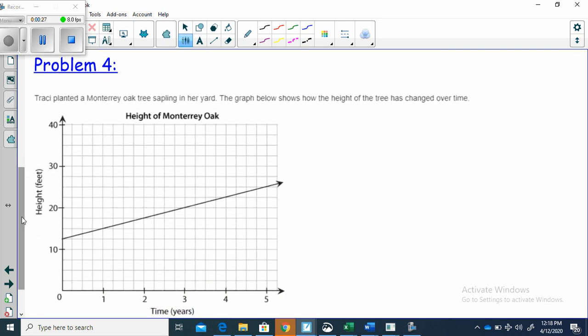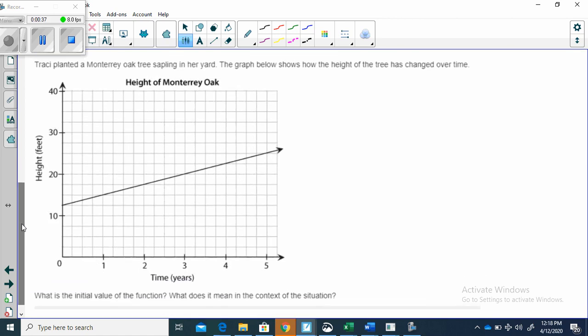Tracy planted a Monterey oak tree sapling in her yard. The graph below shows how the height of the tree has changed over time. Let's look at the chart first, guys. Notice this says height of the Monterey oak. The x-axis is the time in years. So at 0 years, we're here. At 1 year, that's the height. Okay, 2 years, this is the height. Over here is the height in feet.